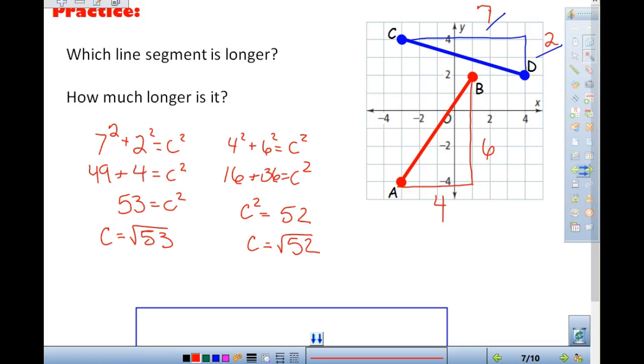Does that look about the same? 16 plus 36 gives us 52. 49 plus 4 gives us 53. So which one happens to be longer? So this is my CD, right? That's using the 7 and 2. This is AB. Which one happens to be longer? Okay, so put in square root of 52. You've got what? We got to go a few decimal places this time.